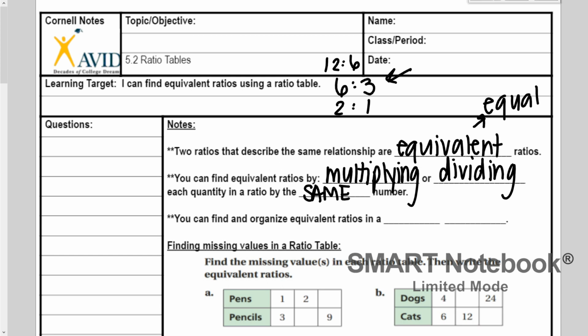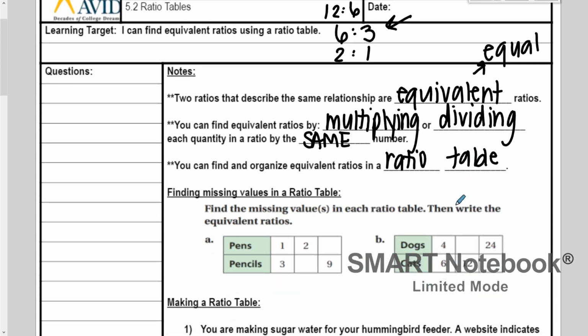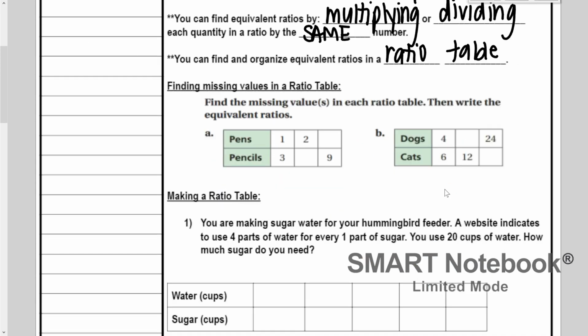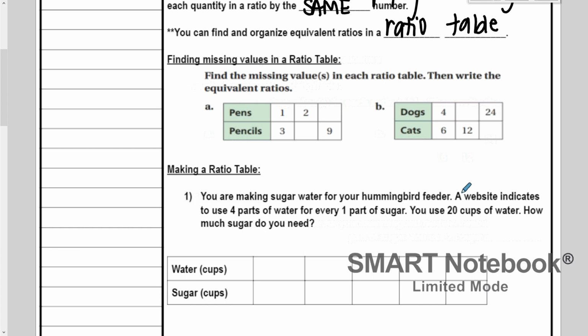We can organize equivalent ratios really neatly in a ratio table, and that's what we are going to be doing today. We can also find missing values from a ratio using that table as well. So I'm going to show you two different ways that you can use ratio tables. Okay, one way, this first way, is just building upon that first ratio.